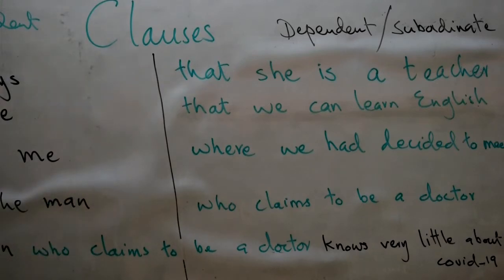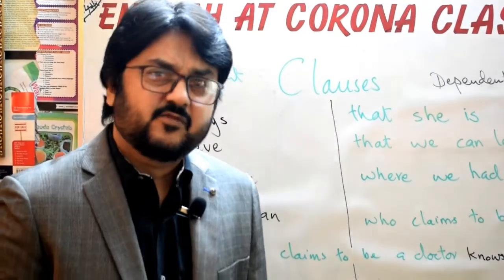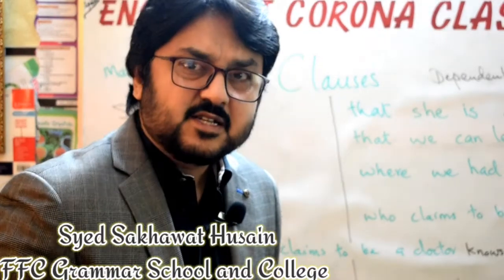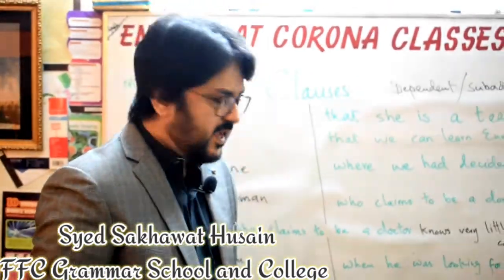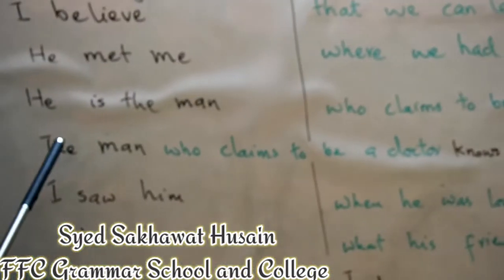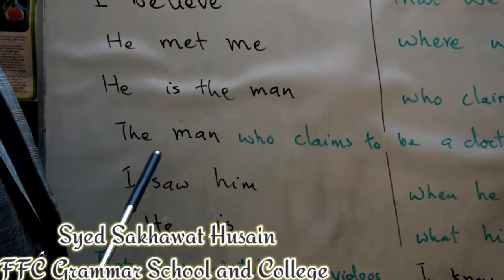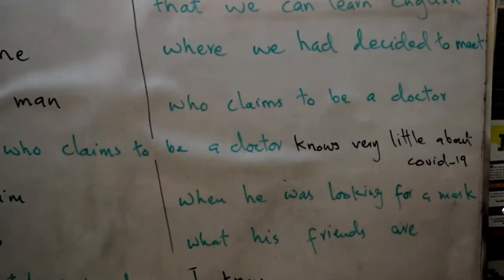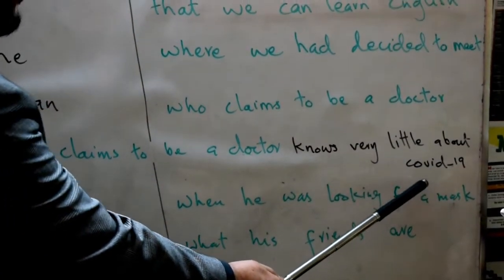Fine. We shall be discussing the adjective clauses and noun clauses and the adverb clauses separately. Don't worry. Today let's understand the difference between the main and the subordinate clauses. Okay. Come to the next example. Look at this sentence. The man who claims to be a doctor knows very little about COVID-19.